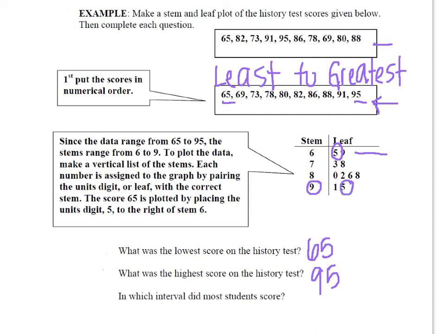In which interval did most students score? You can see that in the 80s there are 4 students that scored as compared to only 2 in the other 10s. So I know that it's between 80 to 89.